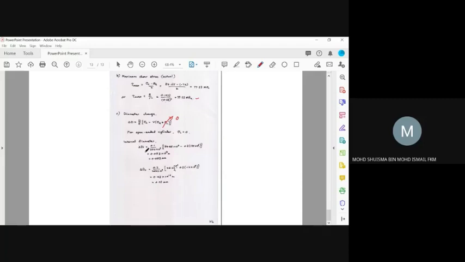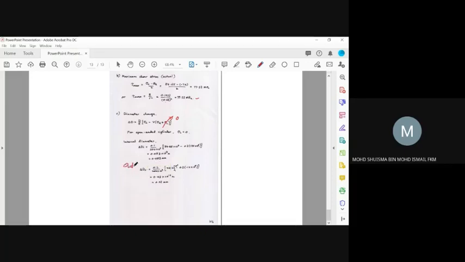Delta DI, or change in the internal diameter, is equal to D, original diameter, over E times sigma C for internal minus nu sigma R for internal. This is for the internal diameter. If you solve this, you will get delta DI is 0.053 millimeters. Okay.